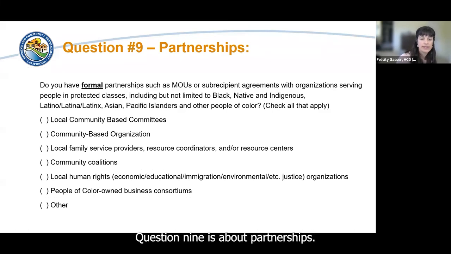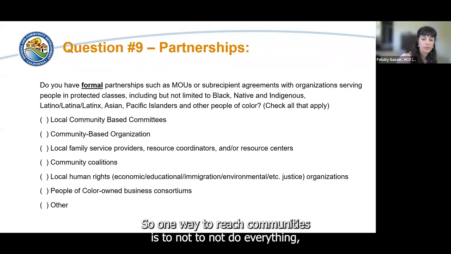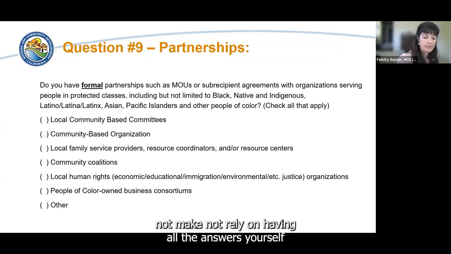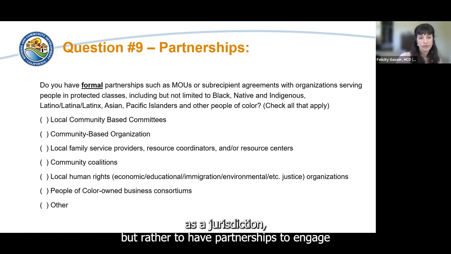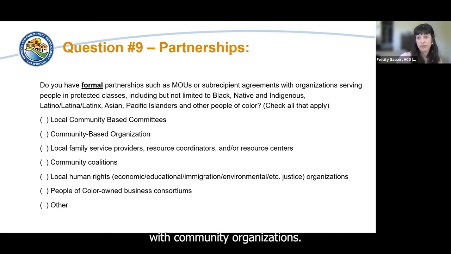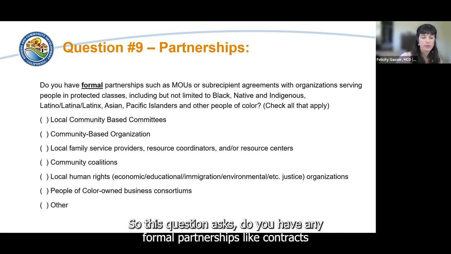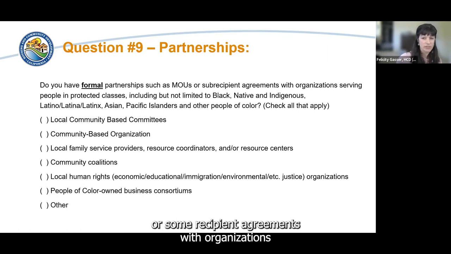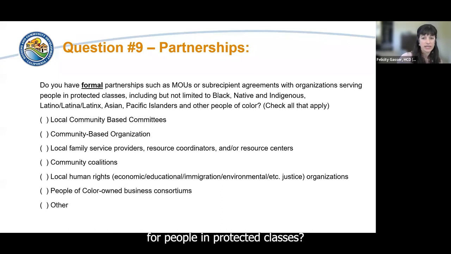Okay, question 9 is about partnerships. So one way to reach communities is to not do everything, not rely on having all the answers yourself as a jurisdiction, but rather to have partnerships, to engage in subrecipient agreements or memorandums of understanding with community organizations. So this question asks, do you have any formal partnerships like contracts or subrecipient agreements with organizations for people in protected classes?